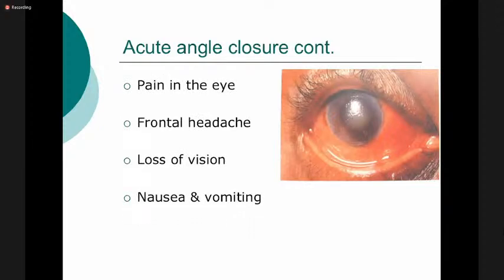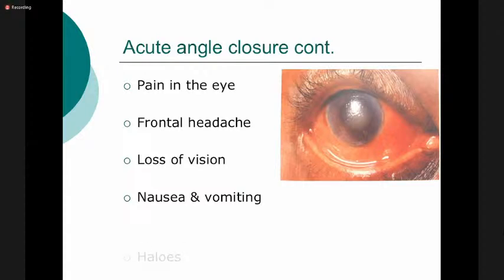So if you suspect a patient has these symptoms, they come with acute eye pain, redness, nausea and vomiting. You look at their eye, it's quite red, the cornea looks hazy, then it's a patient who you can highly suspect has an acute angle closure glaucoma.